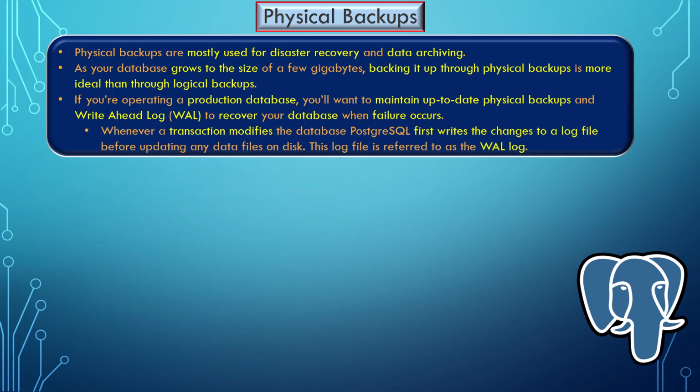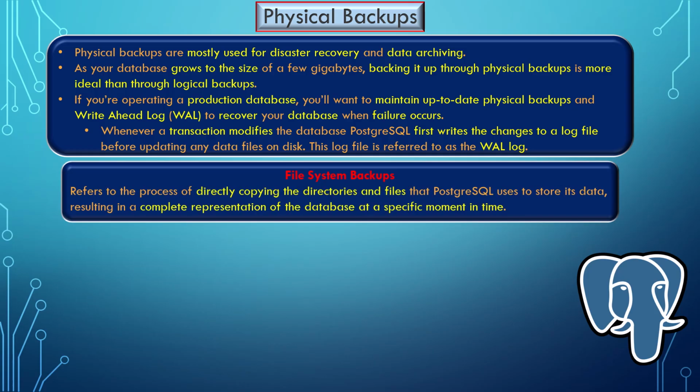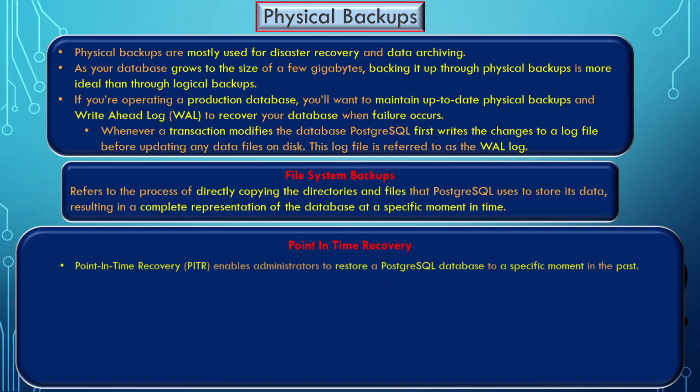Whenever a transaction modifies the database, PostgreSQL first writes the changes to a log file before updating any data files on the disk. This log file is referred to as the WAL log. File system backups refer to the process of directly copying the directories and files that PostgreSQL uses to store its data, resulting in a complete representation of the database at a specific moment in time.